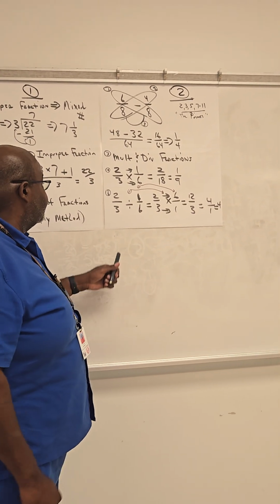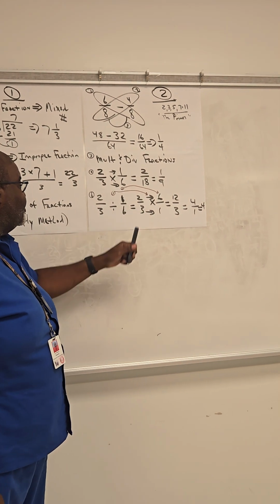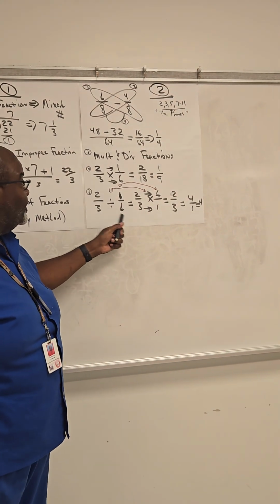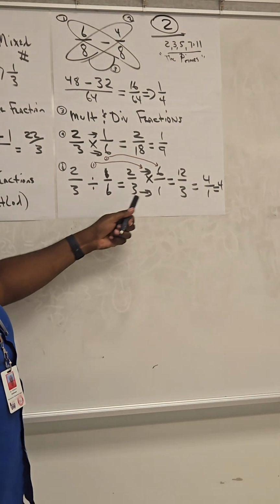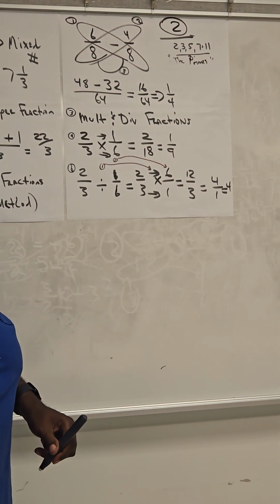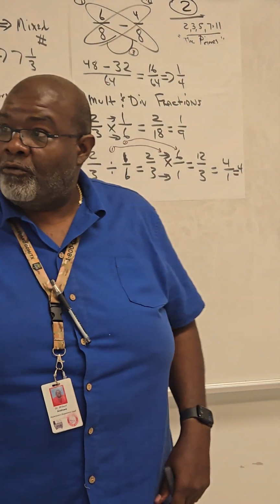We divide fractions: copy, change, flip. In other words, we copy the first fraction, we change the sign to what? Multiplication. And we flip the what? Second fraction. Then we treat it as a what? Multiplication fraction, and we multiply straight across. So let's go back and finish our one.